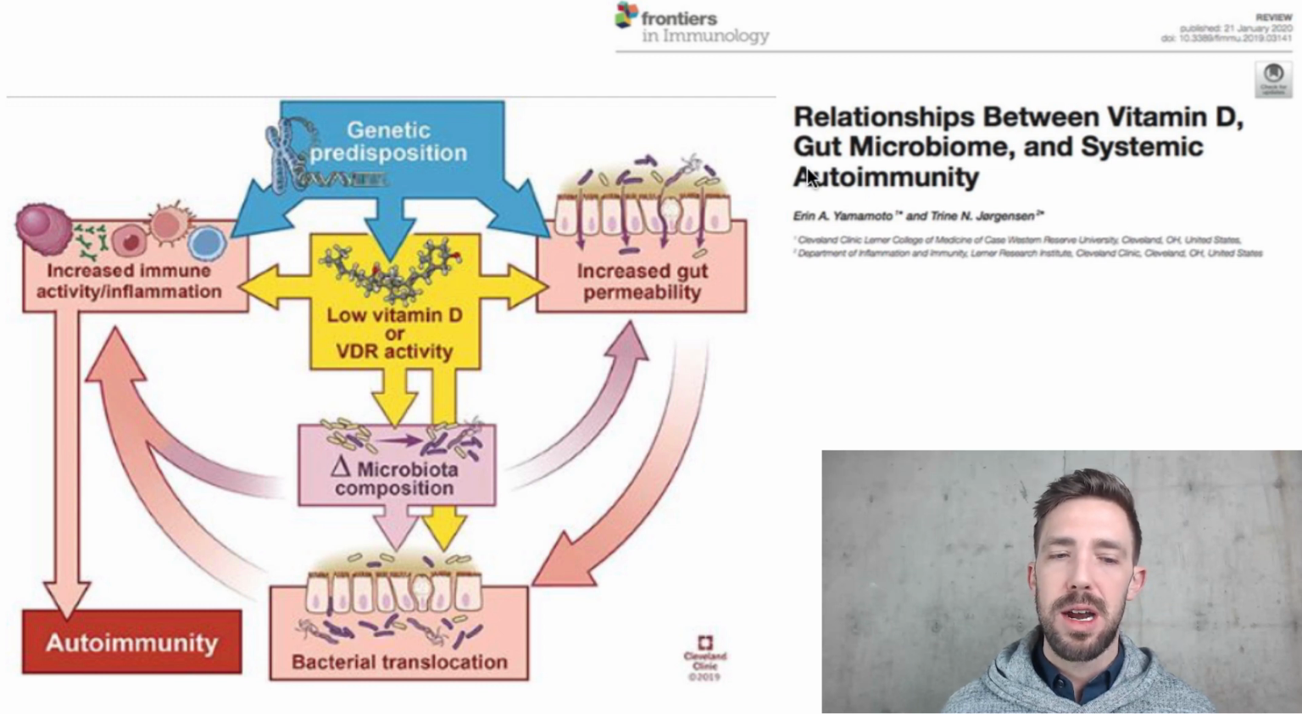This picture is coming from this paper in Frontiers in Immunology, published in January of 2020. So I don't know when you're watching this, but right now it's February of 2020. So this is brand spanking new. It's the relationship between vitamin D, the gut microbiome, and systemic autoimmunity. What this is showing is that you could have a genetic predisposition, you could have different SNPs in your vitamin D receptor genes, but when you have those things and you have a different composition of your microbiome, you have increased gut permeability, and this can cause that, and that can cause this, and you have increased immune activity and inflammation, aka loss of tolerance, and it leads to autoimmunity. And that's what the whole paper is basically echoing there.